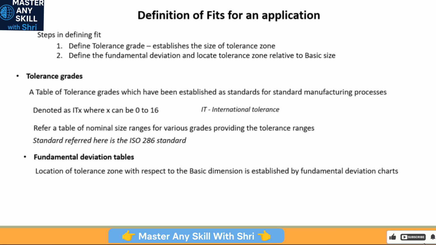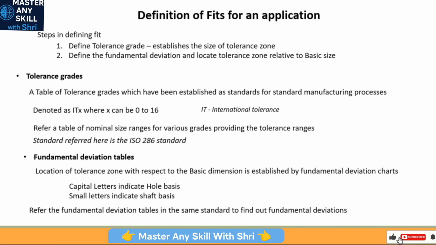A wide range of fundamental deviations have been established as a standard, from which we can select for establishing the fit, whether it's a clearance fit or an interference fit. Generally, while denoting the fundamental deviation, capital letters indicate hole basis and small letters indicate shaft basis. The idea here is to refer to the fundamental deviation tables in the same standard, that is the ISO 286 standard, and find the fundamental deviation for our application, whether it be for clearance, transition or interference. We'll understand this in detail with the help of multiple examples.